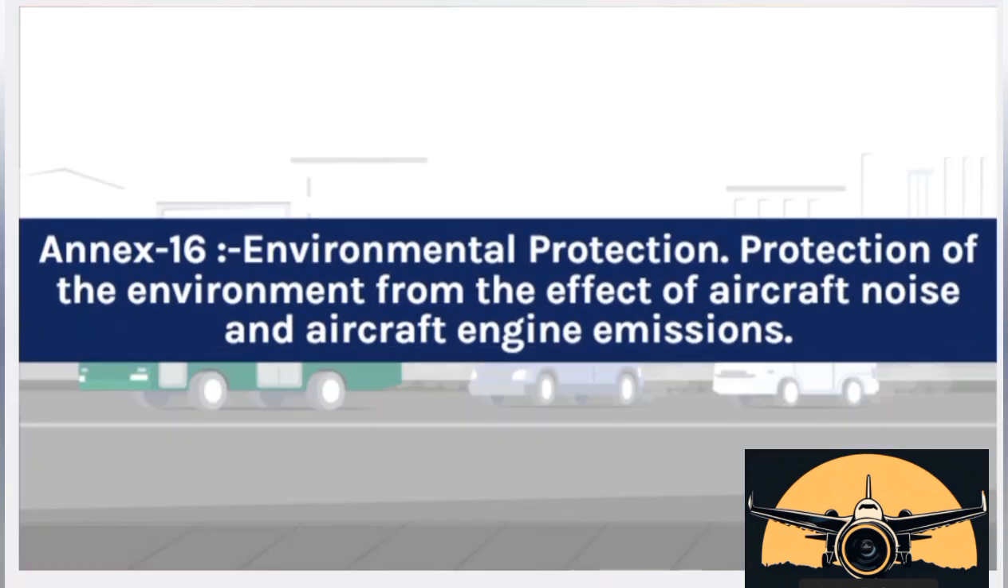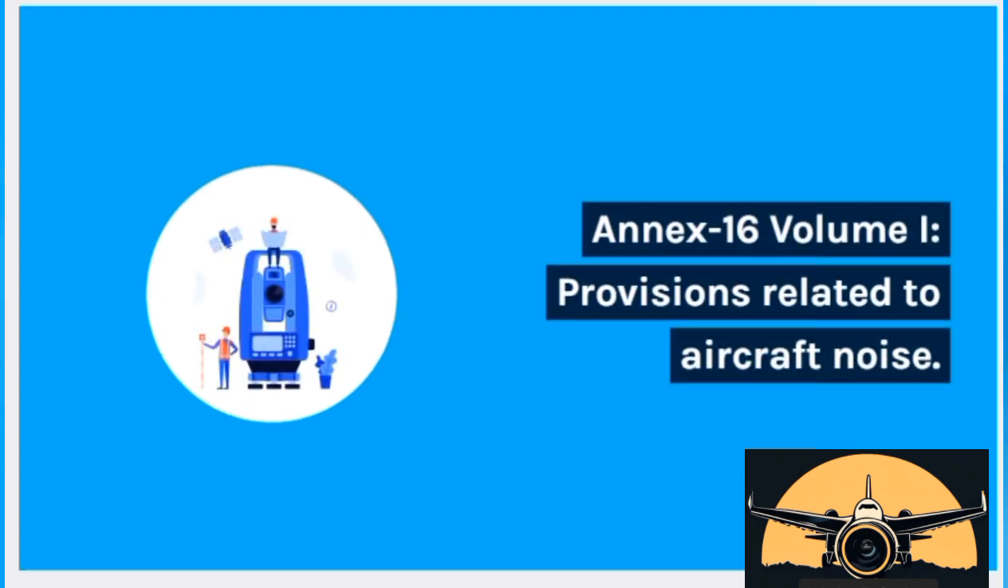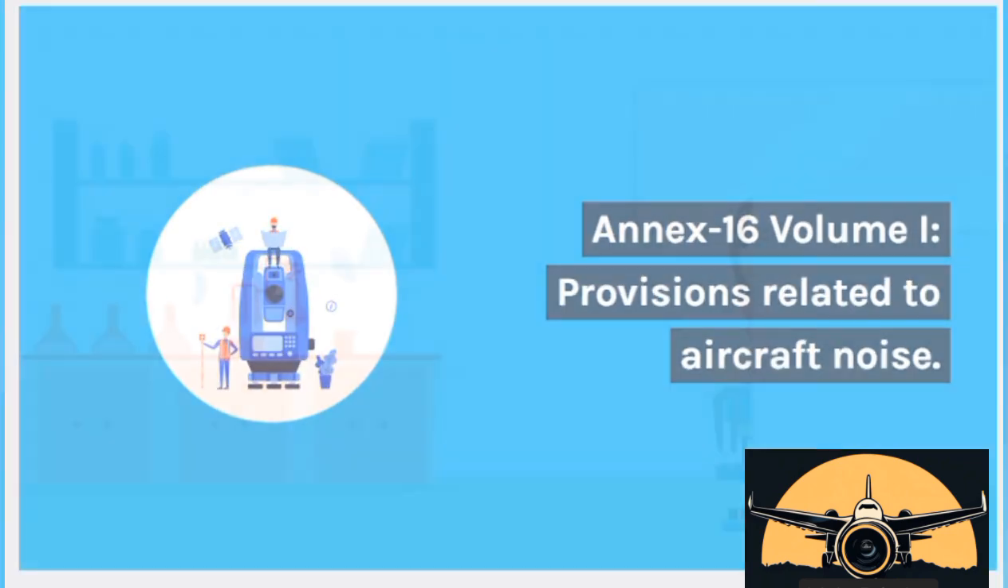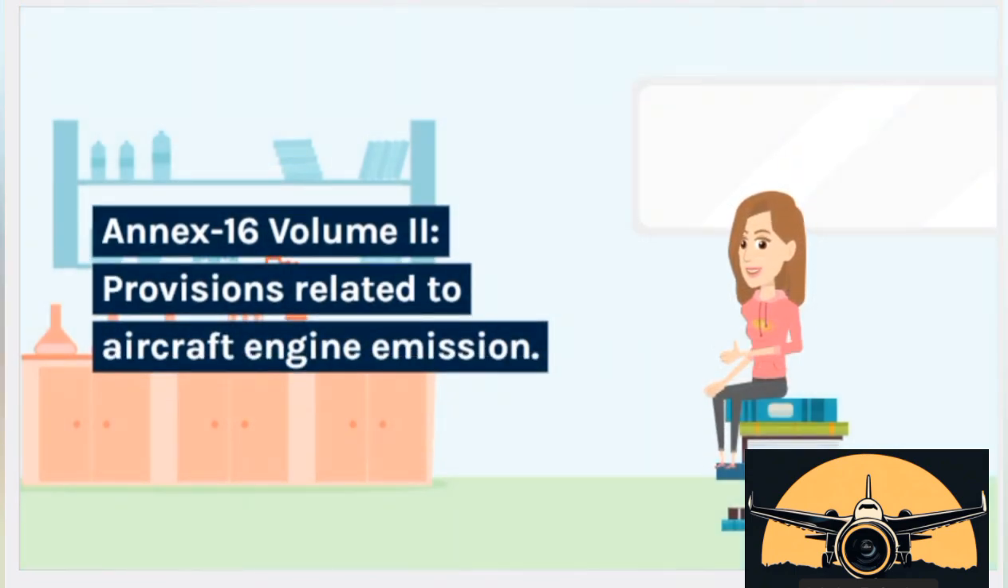Annex 16, Environmental Protection. Protection of the environment from the effect of aircraft noise and aircraft engine emissions. Annex 16 Volume 1, Provisions related to aircraft noise. Annex 16 Volume 2, Provisions related to aircraft engine emission.